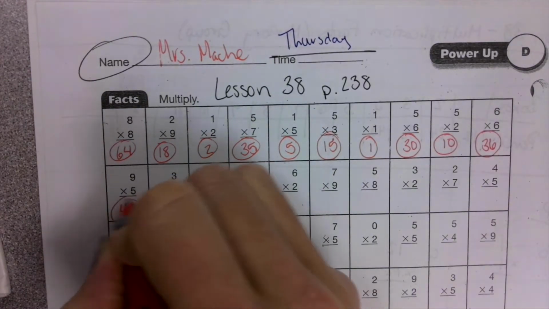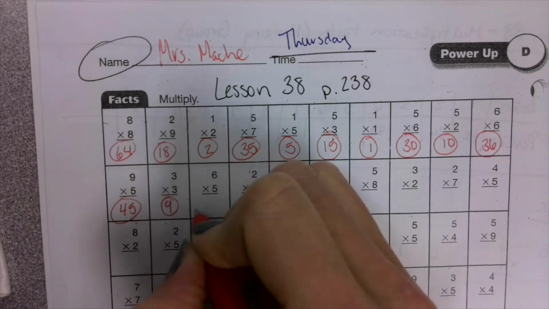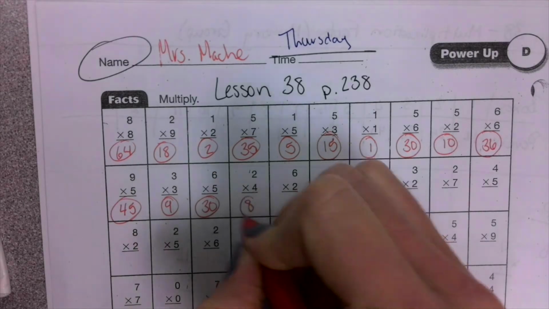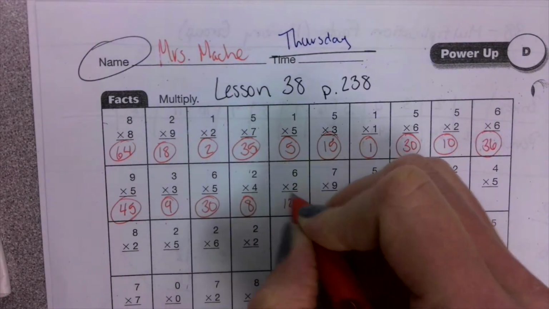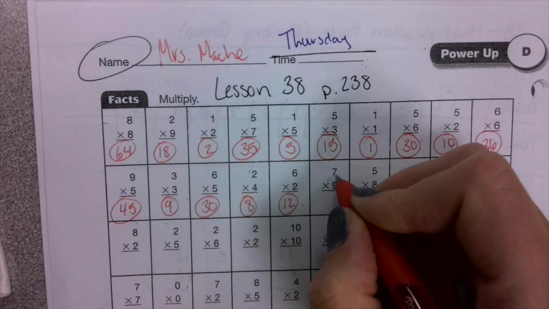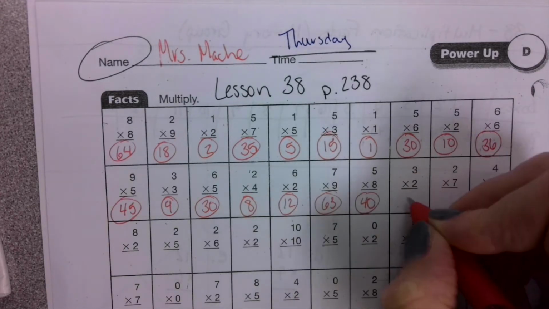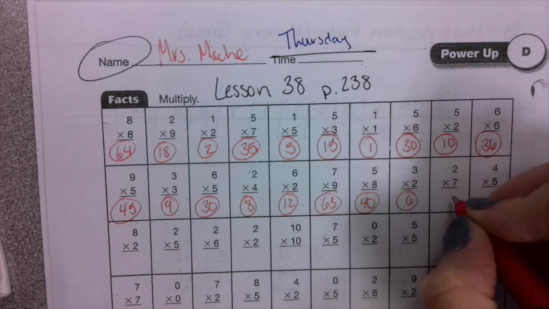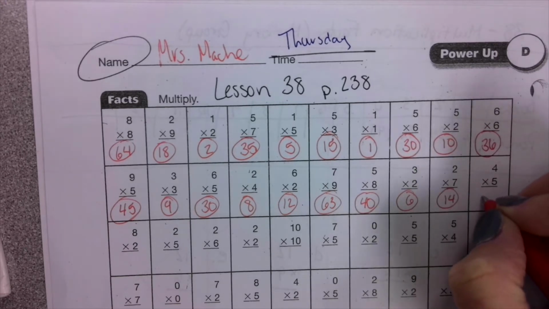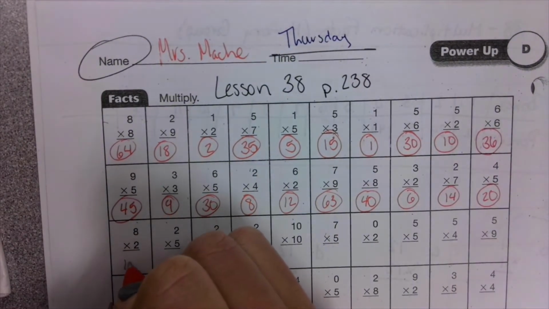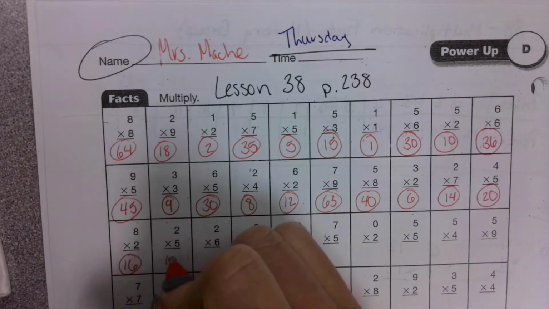6 times 6 is 36. 9 times 5 is 45. 3 times 3 is 9. 6 times 5 is 30. 2 times 4 is 8. 6 times 2 is 12. 7 times 9 is 63. 5 times 8 is 40. 3 times 2 is 6. 2 times 7 is 14. 4 times 5 is 20. 8 times 2 is 16. 2 times 5 is 10.